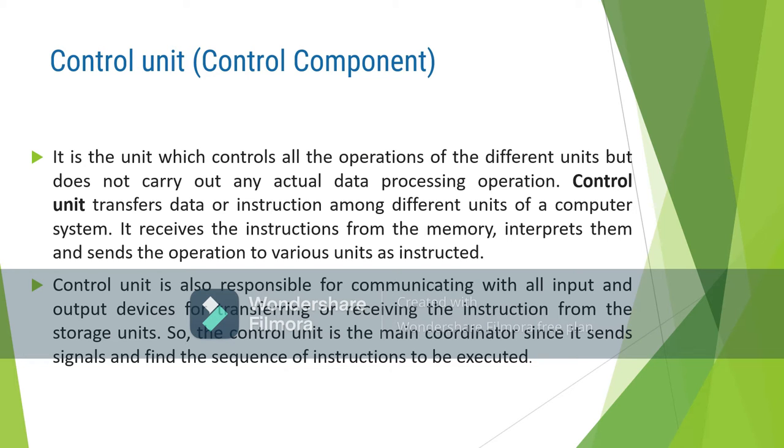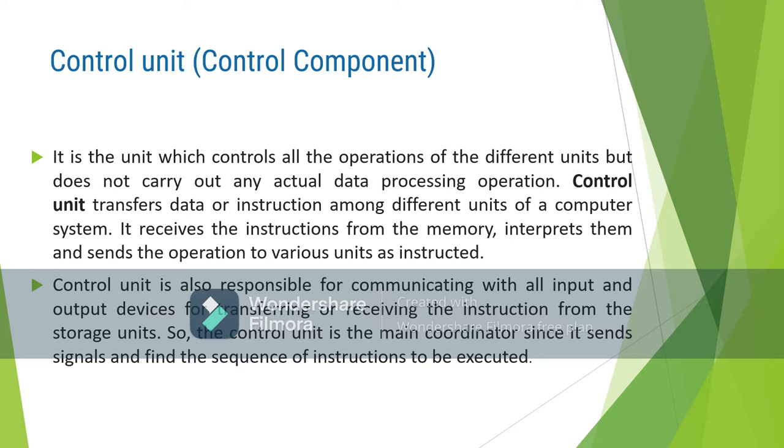Then the second component of the CPU is the control unit. This is also called a control component because it controls all the operations of the CPU. It is the unit which controls all the operations of the different units but does not carry out any actual data processing operation. Control unit transfers data or instructions among different units of a computer system. It receives the instructions from the memory, interprets them, and sends the operation to various units as instructed.